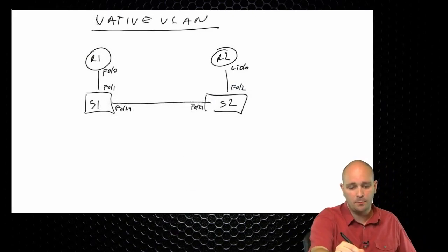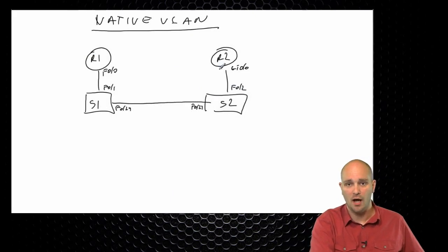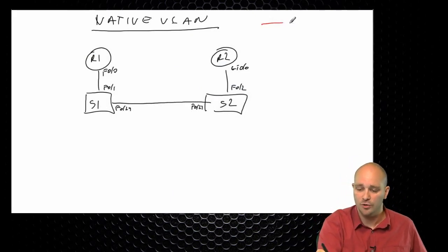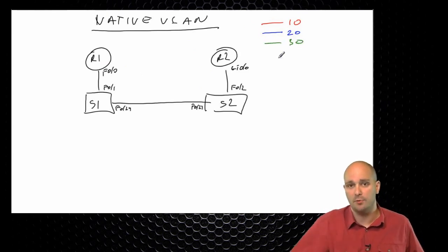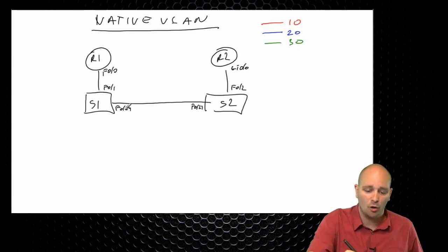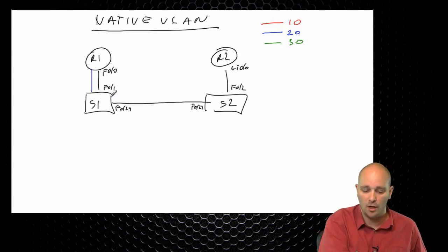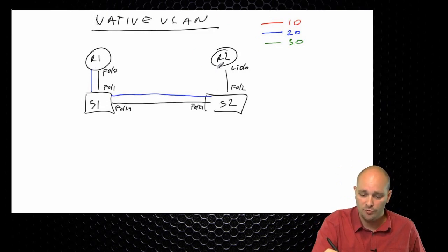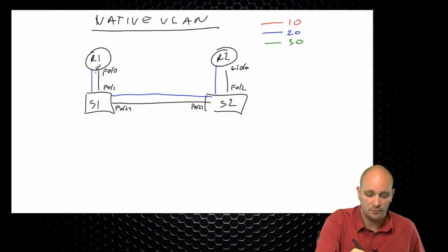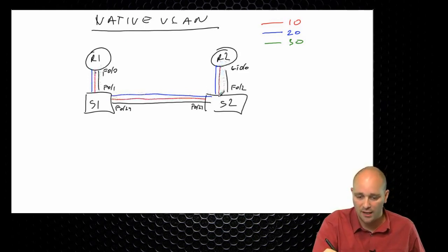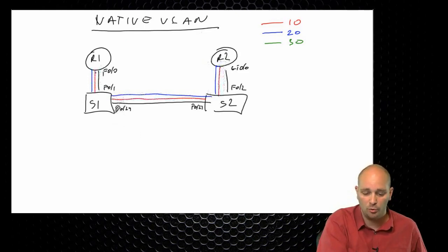Let me build two VLANs between R1 and R2. I'm going to have a red VLAN, which is VLAN 10, and a blue VLAN, which is VLAN 20. I'm going to have a third VLAN, VLAN 30, which is not going to be present on R1 and R2. My goal is to have communication between R1 and R2 in both the red and blue VLANs. Here is the blue one, here is the red one. Between switch 1 and switch 2, I'm also going to be allowing the green one.